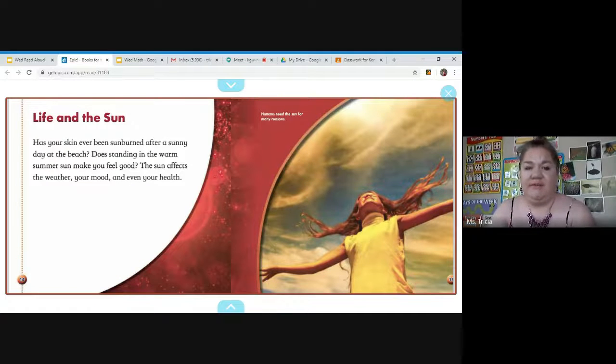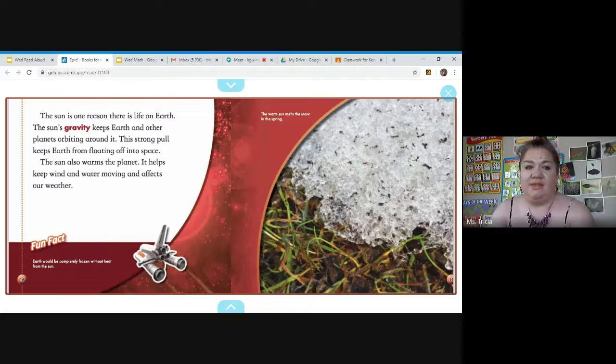Has your skin ever been sunburned after a sunny day at the beach? Does standing in the warm summer sun make you feel good? The sun affects the weather, your mood, and even your health. The sun is one reason there is life on Earth. The sun's gravity keeps Earth and other planets orbiting around. The strong pull keeps Earth from floating off into space.